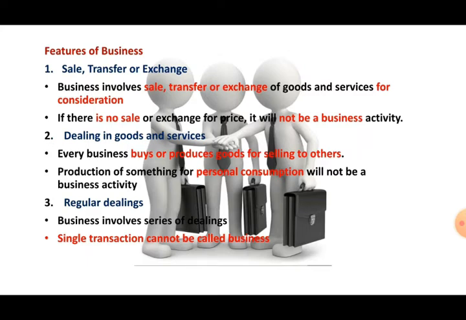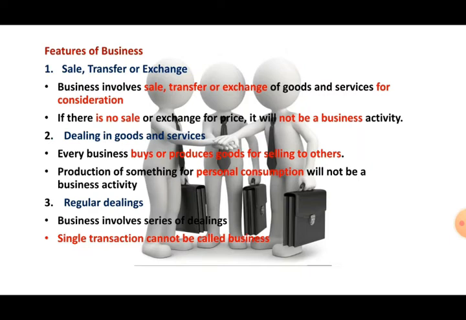Transferring of goods from the seller to the buyer in exchange of money, and exchange of goods by the seller to the buyer in return of money. That means business involves sale, transfer or exchange of goods and services for consideration. That consideration is money. If there is no sale or exchange for price, it will not be a business activity.